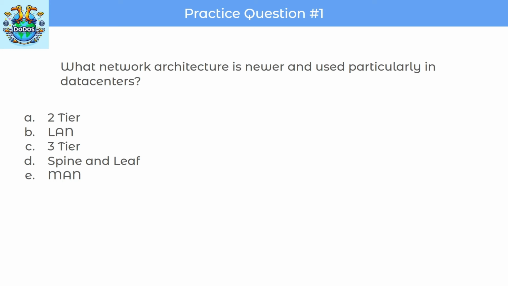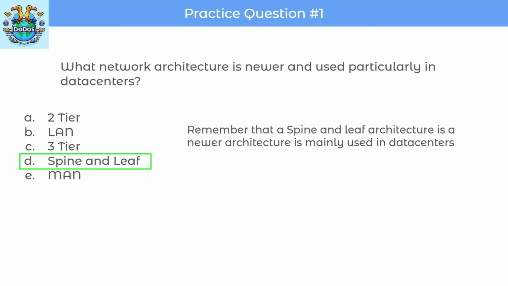Alright, so practice question 1. What network architecture is newer and used particularly in data centers? A, 2-tier, B, LAN, C, 3-tier, D, spine and leaf, or E, MAN? Okay, the answer is D, spine and leaf. Remember that it was the architecture that is newer and mainly used in data centers.